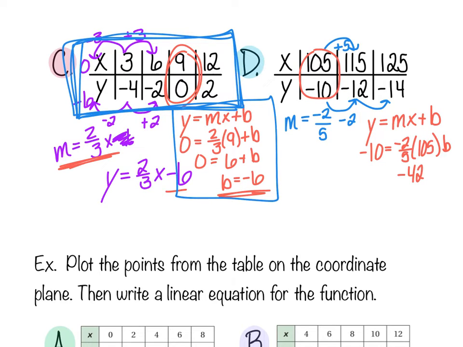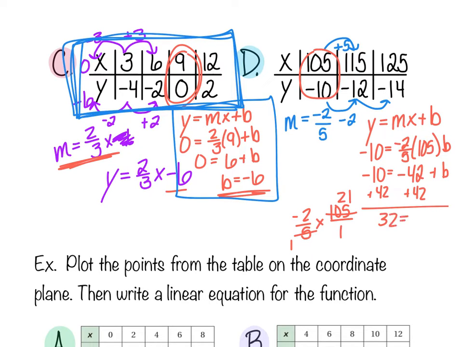By the way, if that didn't make sense to you, write it off to the side, and you'll know exactly what I'm talking about. The 5 and the 105 are going to cancel, and negative 2 times 21 is negative 42. And then I can complete the rest of this. I can add 42 to both sides, and when you add 42 to negative 10, you get 32. So b equals 32.